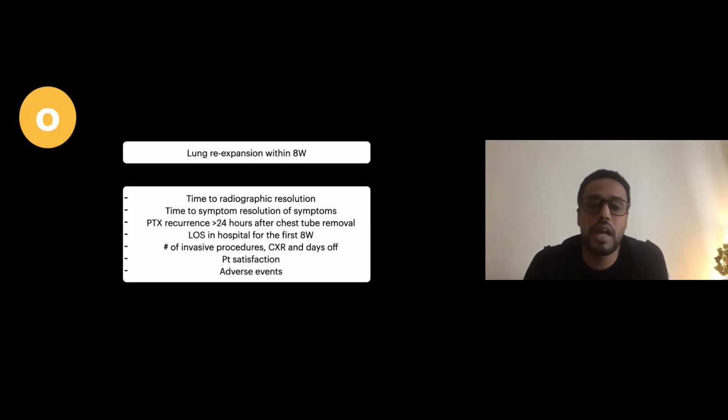Now, their primary outcome was to look at the re-expansion within 8 weeks, and they had several good secondary outcomes to see, for example, the time of the resolution for the symptoms and in chest x-ray, if there will be any recurrence within 24 hours, if they will use a chest tube, the length of stay in the hospital, and the number of invasive procedures that they will use, and patient satisfaction and adverse events.